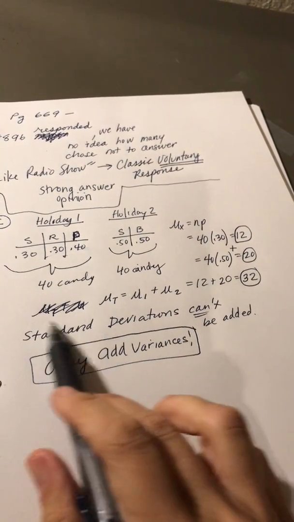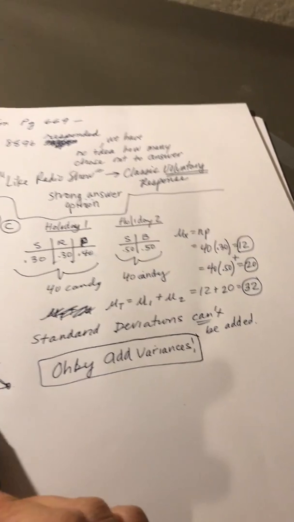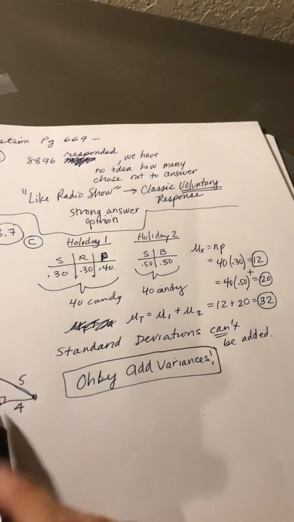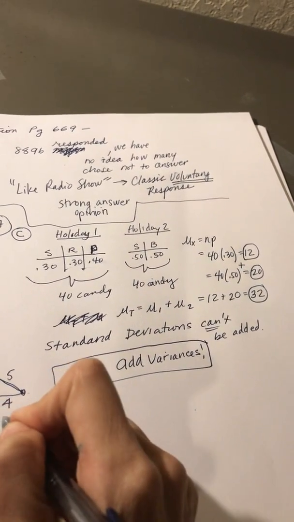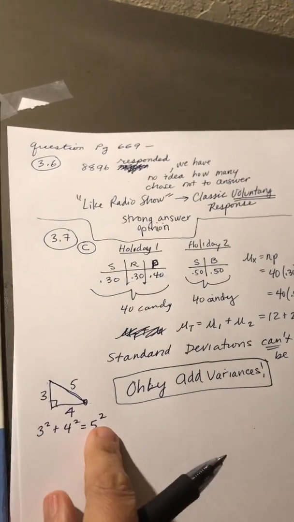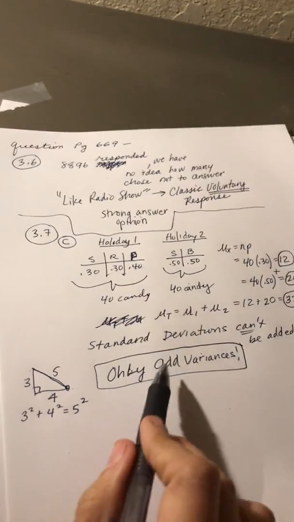I can add variances. I can't add standard deviations. That's like adding that number and that number to find that. You can't do it. To do that, you would do the Pythagorean theorem. And so, in the same idea and the same concept, we recognize this. That's how we're going to add variances.